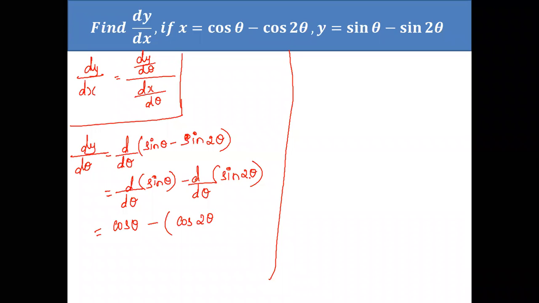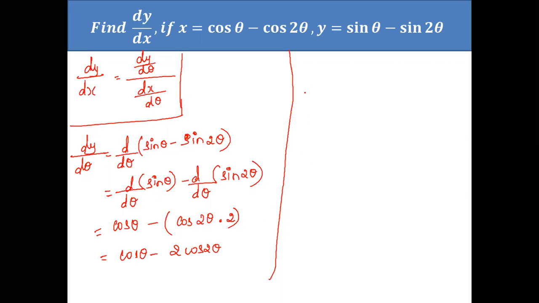But it is not finished. If it was just theta I could have stopped here, but here it is 2 theta. So you have to multiply with the derivative of 2 theta. What is the derivative of 2 theta? It is 2. So your answer is cos theta minus 2 cos 2 theta.